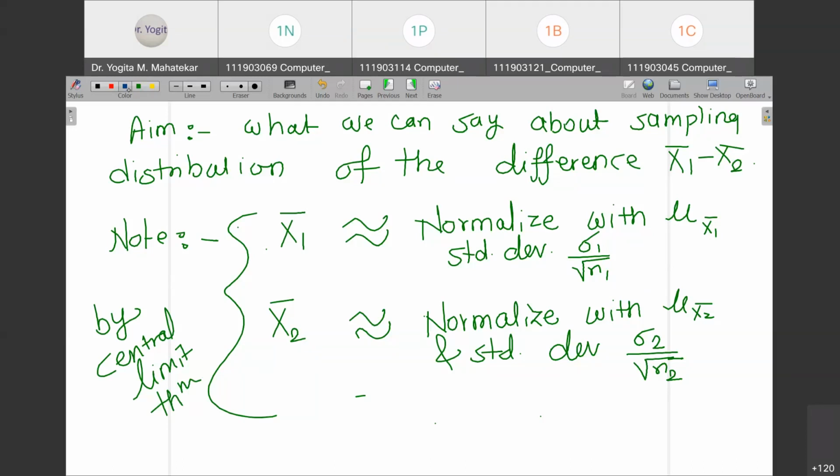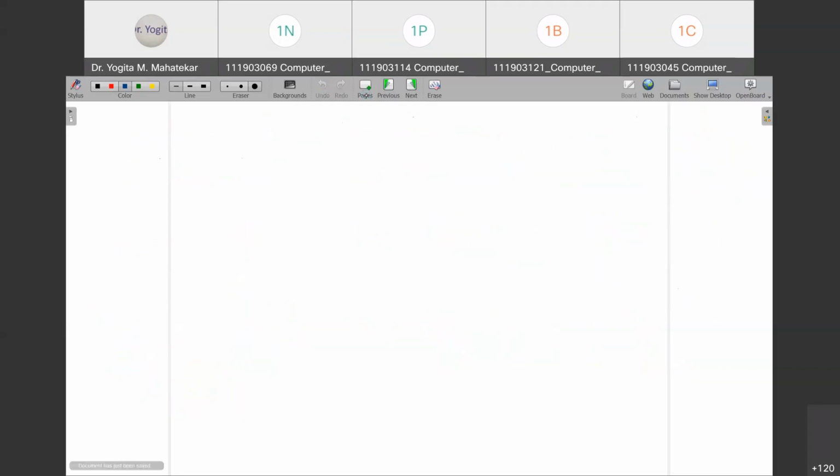Now what is my aim? My aim is to extend the central limit theorem for the difference of these two means, x1 bar and x2 bar. So how will you start, or how can you extend it for the differences between two means? For that you have to recall one theorem which we have already studied. Before test 2 I used this theorem somewhere in a derivation, but let me state it again. This is theorem 7.11 from your textbook. Just recall this theorem.